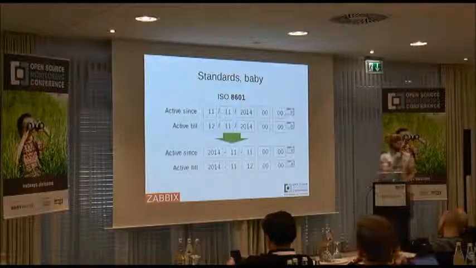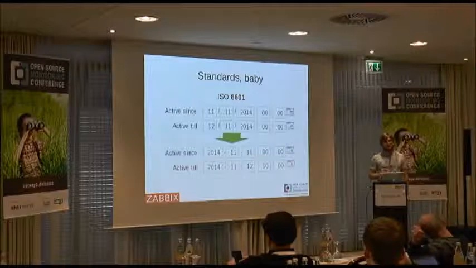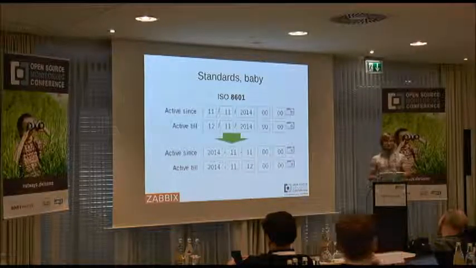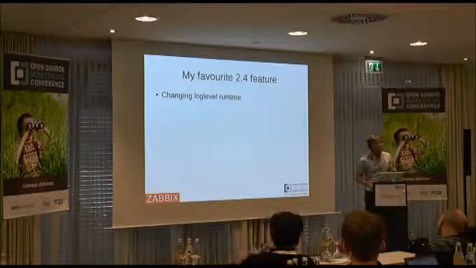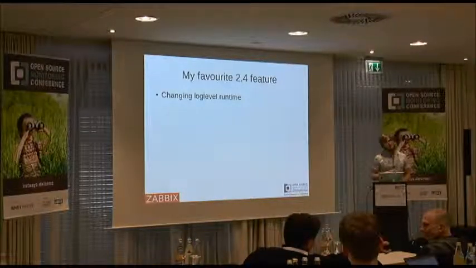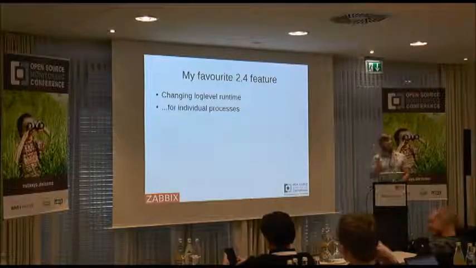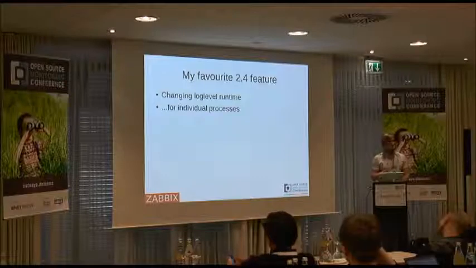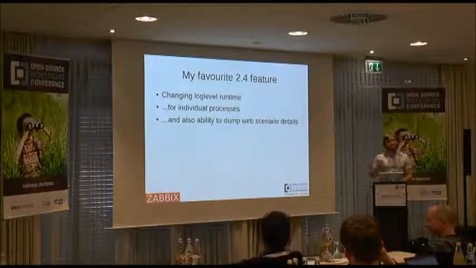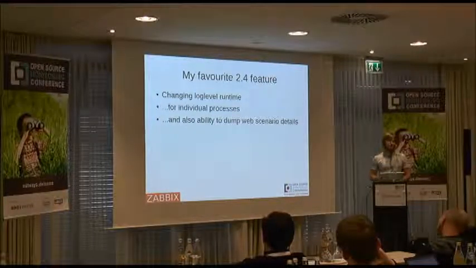And now that minor thing, which is my favorite in 2.4, which, as I mentioned, I wouldn't really show to people who are only looking at the graphs and not really maintaining anything, is the ability to change the log level at runtime for any Zabbix daemon. You can also do that for individual Zabbix processes. And you may also now dump whatever data was received from a web page with the built-in web scenario, which previously was not easily possible.